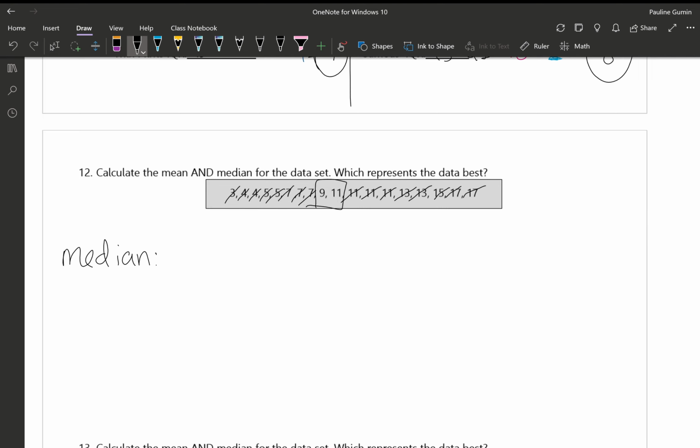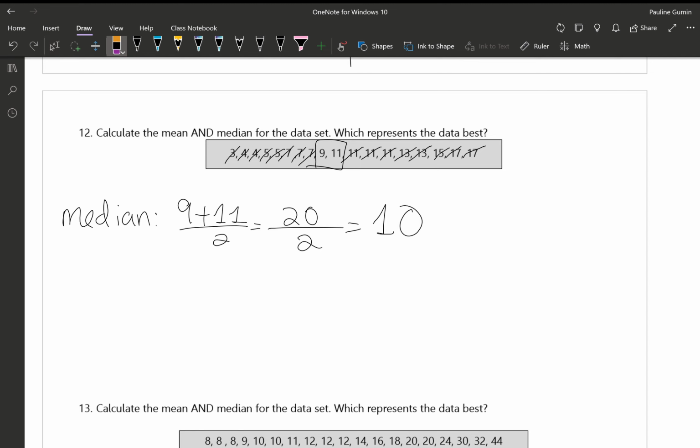Oh no! I have 9 and 11 in the middle. We gotta do 9 plus 11 and divide that by 2. So that's 20 over 2. So our median is 10. Okay? Next, what we're going to do is we're going to find the mean.